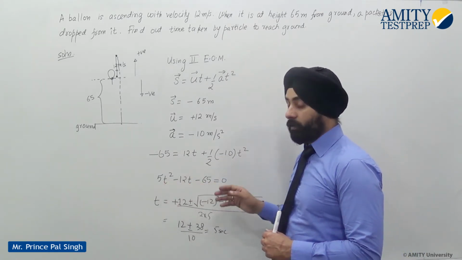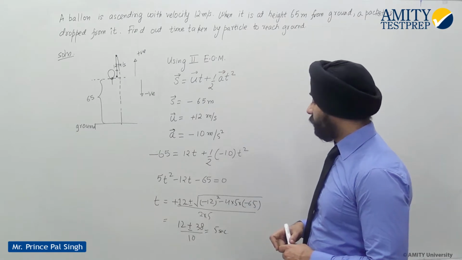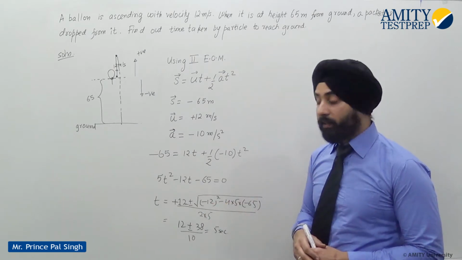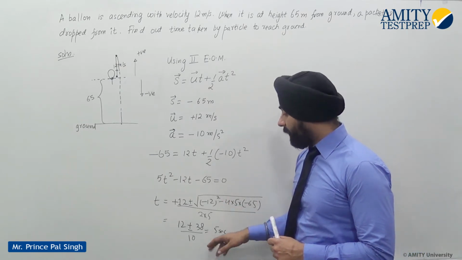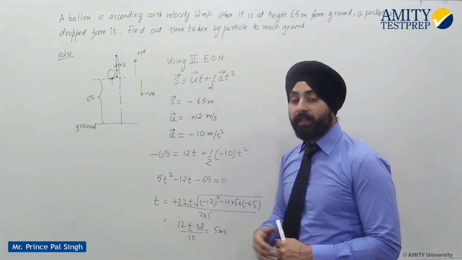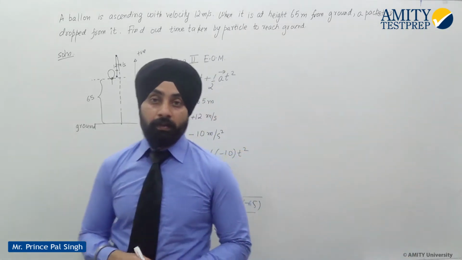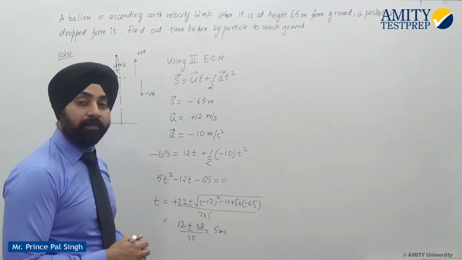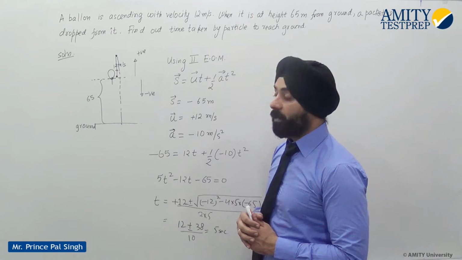This is a quadratic equation. So we have to solve this quadratic equation, which is t equal to minus minus 12 plus minus root of minus 12 whole square minus 4 into 5 into minus 65. On solving this, we get the two values of time. We can take only the positive sign because the negative sign is not admissible here. It has no significance in this question. So on taking the positive sign, we get 5 seconds. So this is the time taken by the stone or the particle to hit the ground.